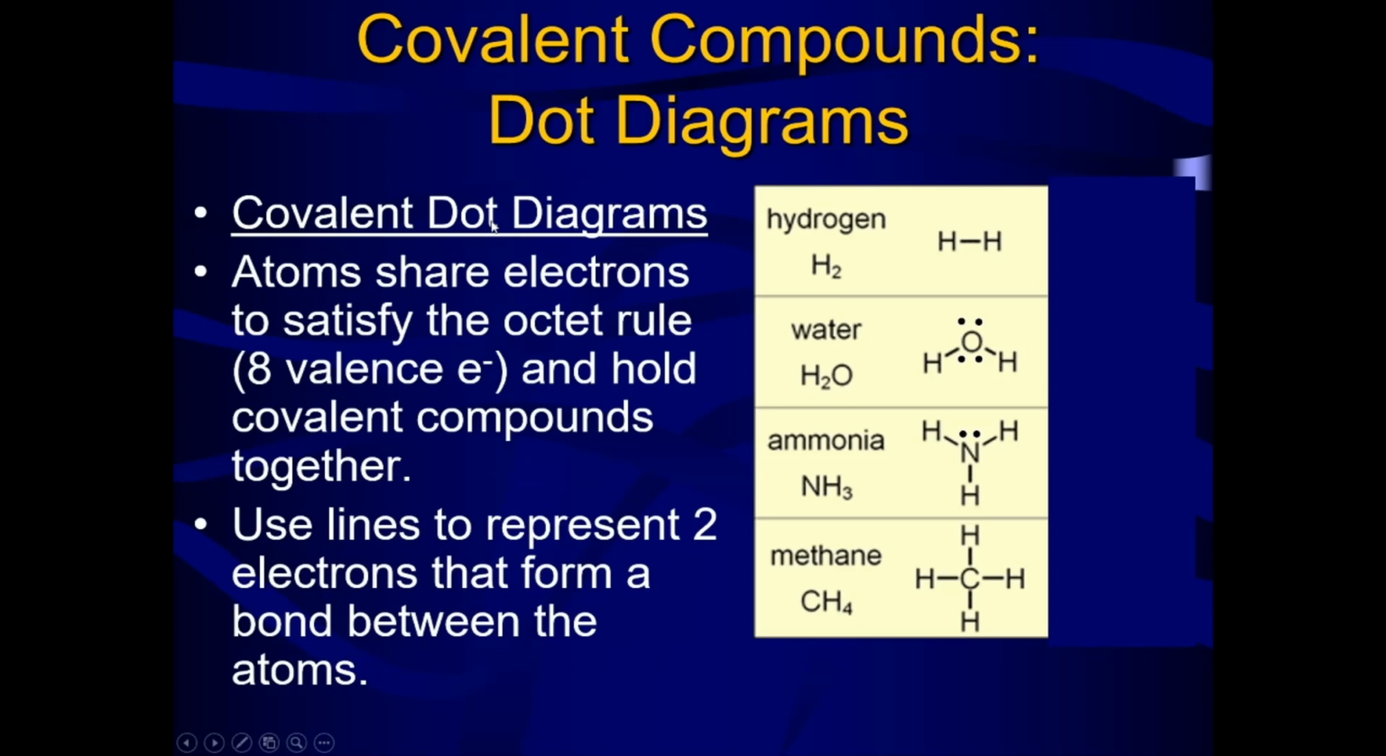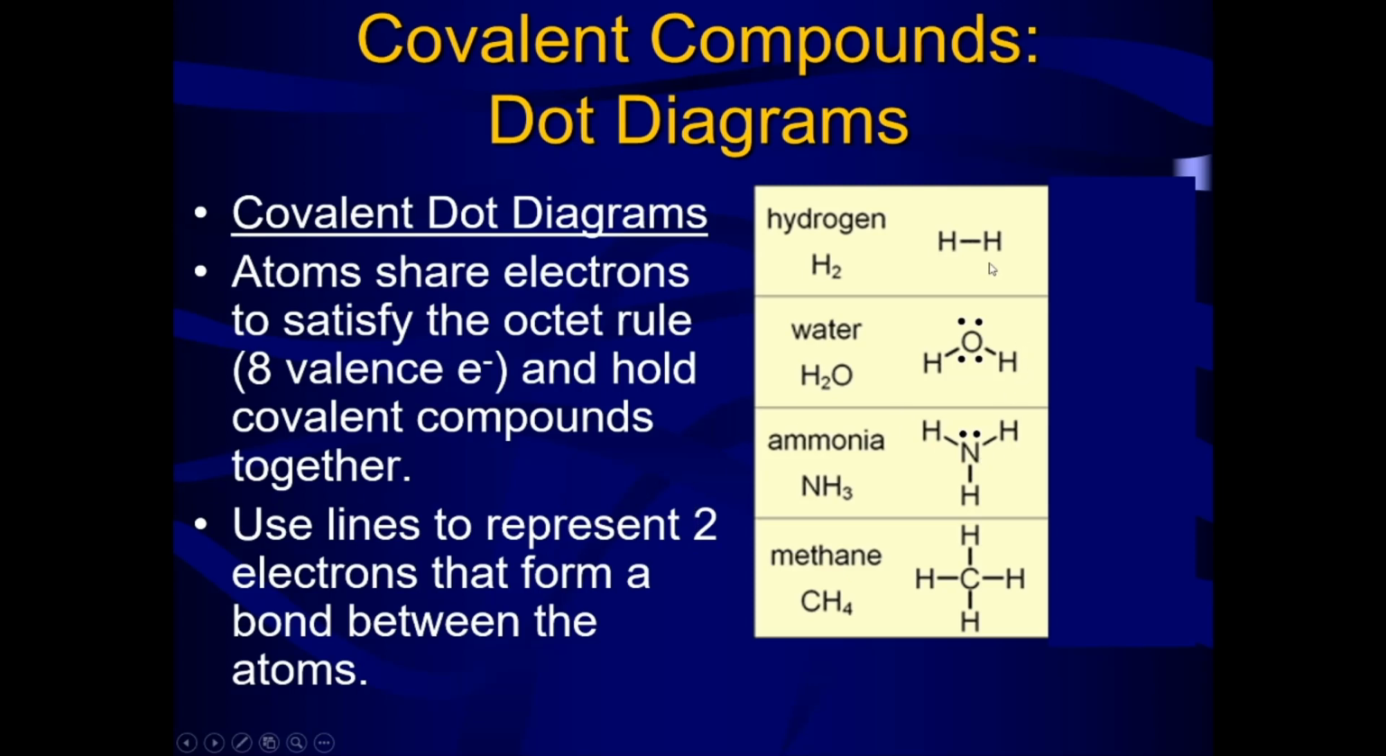In covalent dot diagrams, the atoms share electrons to satisfy the octet rule that we mentioned briefly in ionic compounds. Remember that the octet rule basically means that each element wants to have 8 valence electrons, or in some cases for smaller elements like hydrogen, only 2 valence electrons. Most elements want 8, but hydrogen in particular and some other elements only want 2. So we use lines in these dot diagrams to represent 2 electrons that form a bond between the atoms.